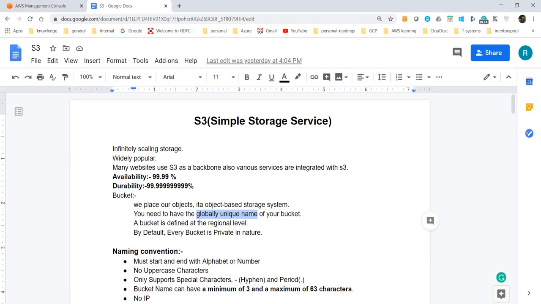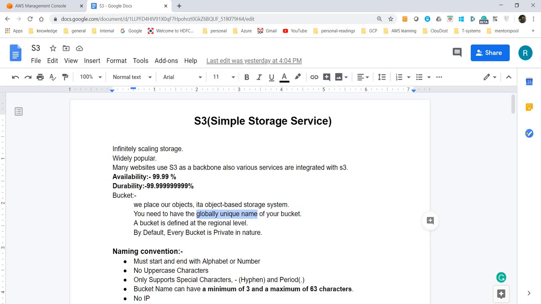Second, by default, every bucket is private in nature. That means all the content inside the bucket will not be visible to users over the internet. You can make the bucket public, and how to do that we'll be seeing in the following videos.